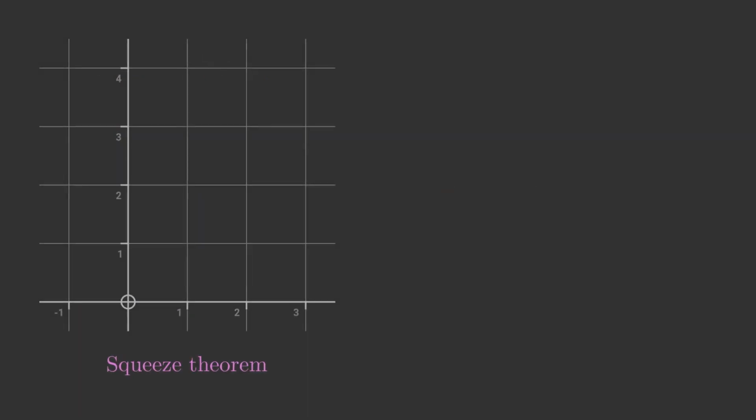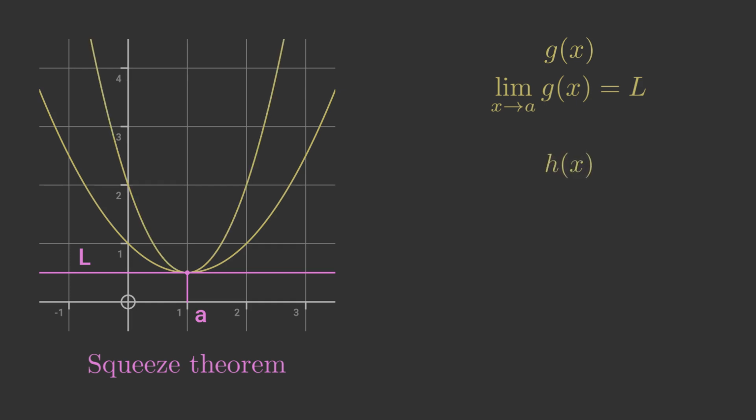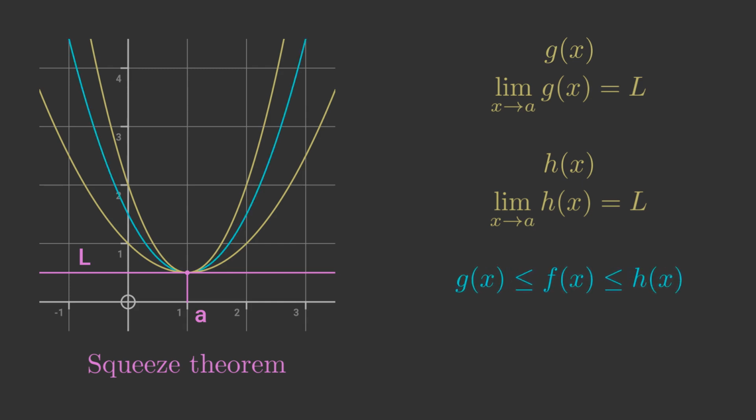The squeeze theorem applies in quite a specific situation. Suppose we have some function g of x, which has limit L as x approaches some particular value a. Then suppose we have some other function h of x, whose value is always greater than or equal to g of x, and which has the same limit L as x approaches a. Now let's set a final function f of x, whose value is always between the value of g and the value of h. In other words, f of x is greater than or equal to g of x, and less than or equal to h of x.